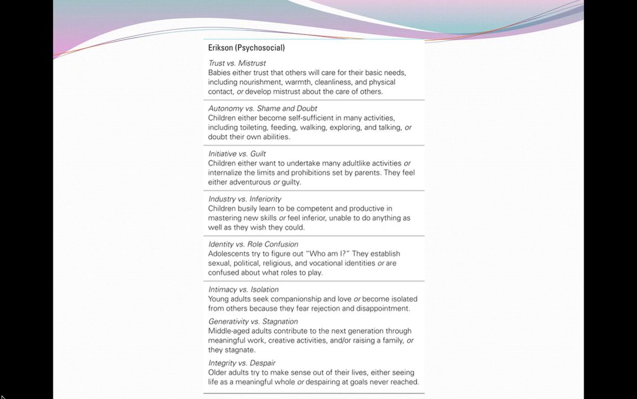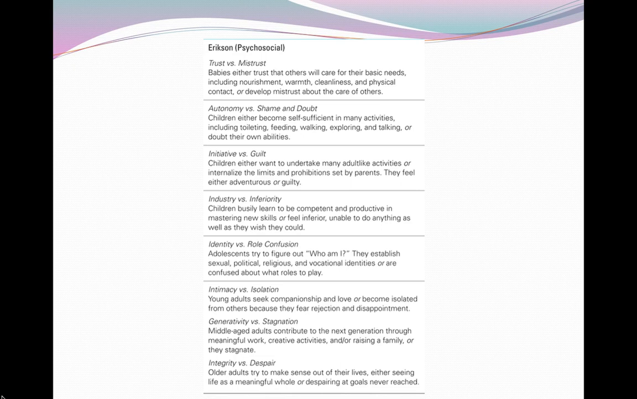But the young adults, the intimacy versus isolation. So young adults seeking companionship and love or becoming isolated from others because they fear rejection or disappointment. So kind of like if your heart's been broken, are you going to go out there and find somebody else for you? Maybe, maybe not. It takes them cycles before you get to that point of going, okay, yes, am I going to be able to trust somebody in this relationship and so forth.